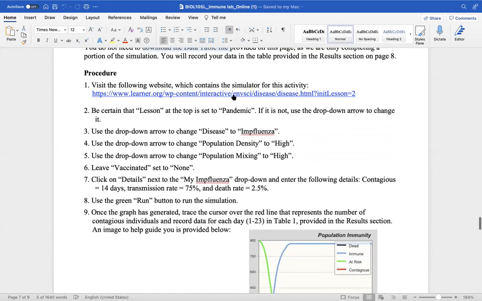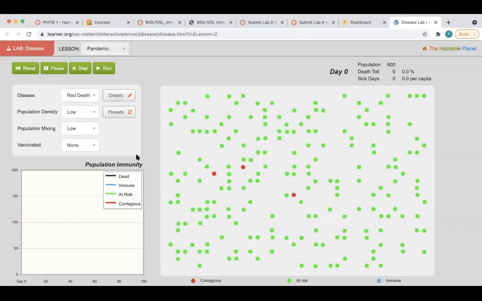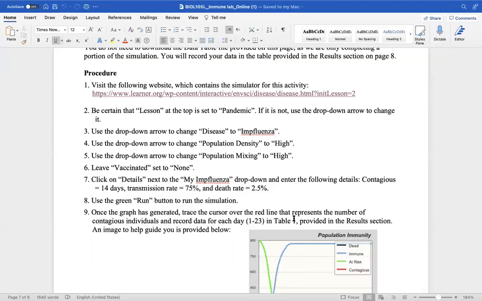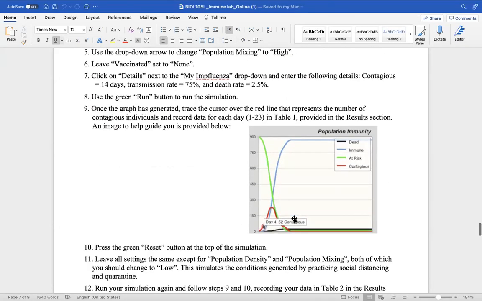So you'll go to the following website, which contains the simulator, and the link should work, and I'll check that. And it's showing right away. I'll share my screen. So the link should bring you to a page that looks like this, showing a pandemic, and you'll read through the instructions about how this pandemic will spread through the community, listing out the dead, the immune, the at-risk, and then the contagious. So it's really a neat simulation. Have fun with it, especially as we talk about COVID and how that's spreading.